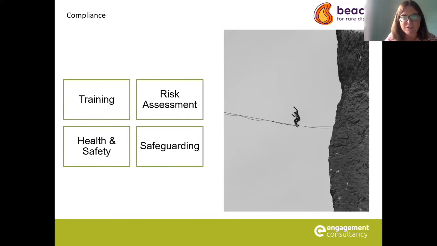So compliance is key. You do have to think about it, not in a catastrophizing way, but from the volunteer's safety point of view. What training is in place? What training needs to be in place? Risk assessing, so making sure that you've spoken to the person about their own capabilities. Do they need any adjustments making to the role?